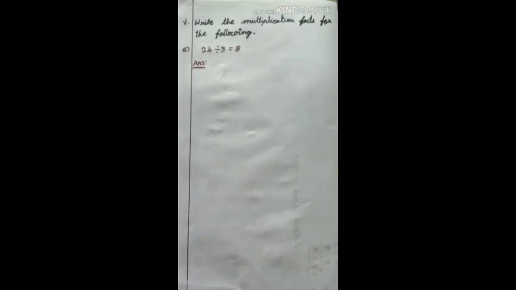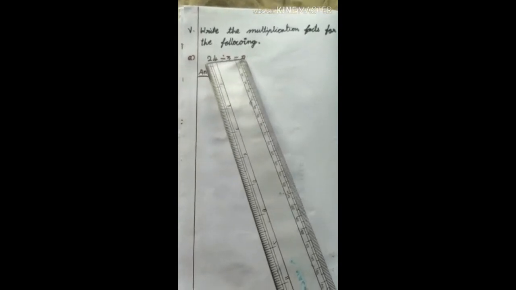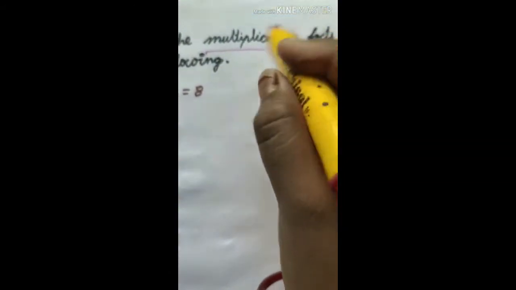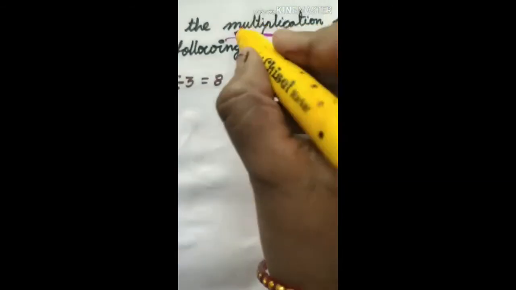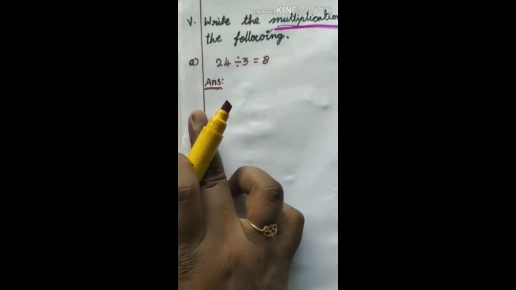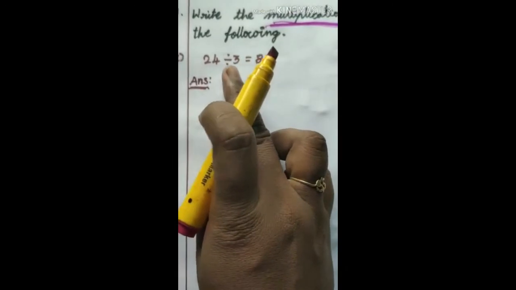See the next Roman number, which is Roman number 5. Write the multiplication facts for the following. What is meant by multiplication facts? Dear children, in the first sum, 24 divided by 3 equal to 8. The division symbol has been given, so this is a division fact. For this division fact, we are going to write a multiplication fact. Let me teach you how to write it. It's very easy, children.